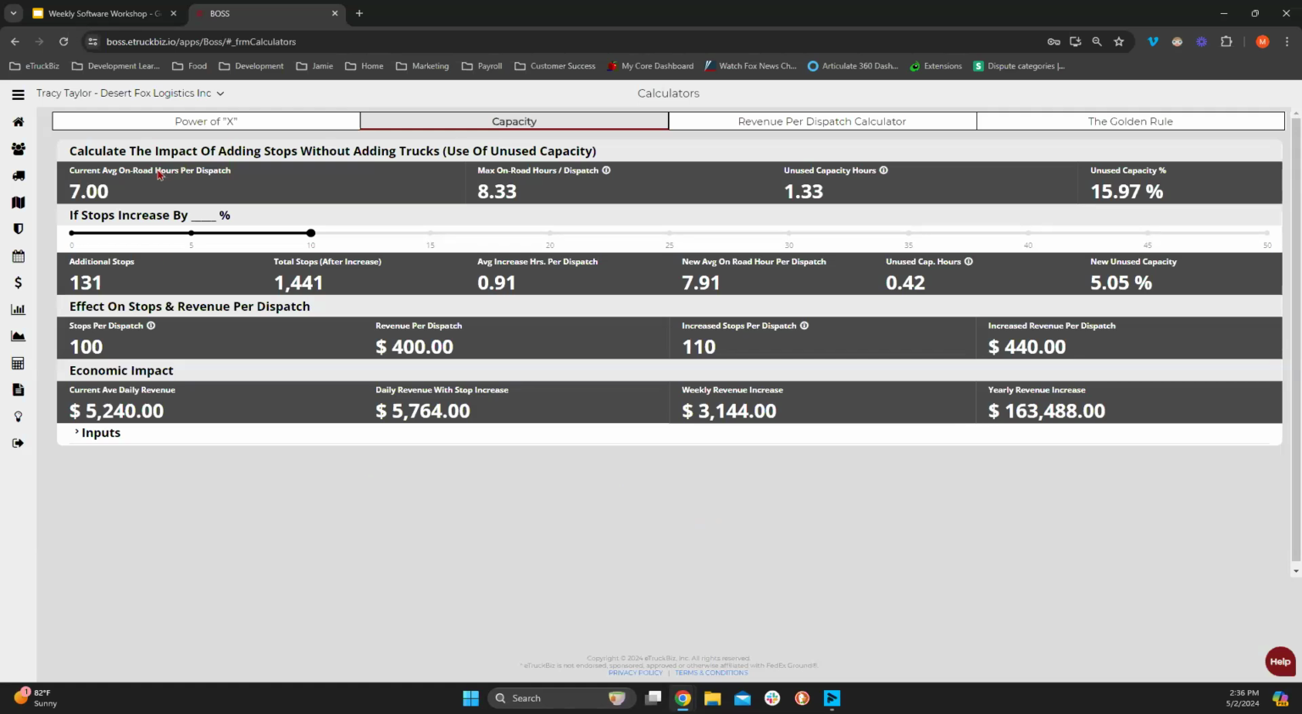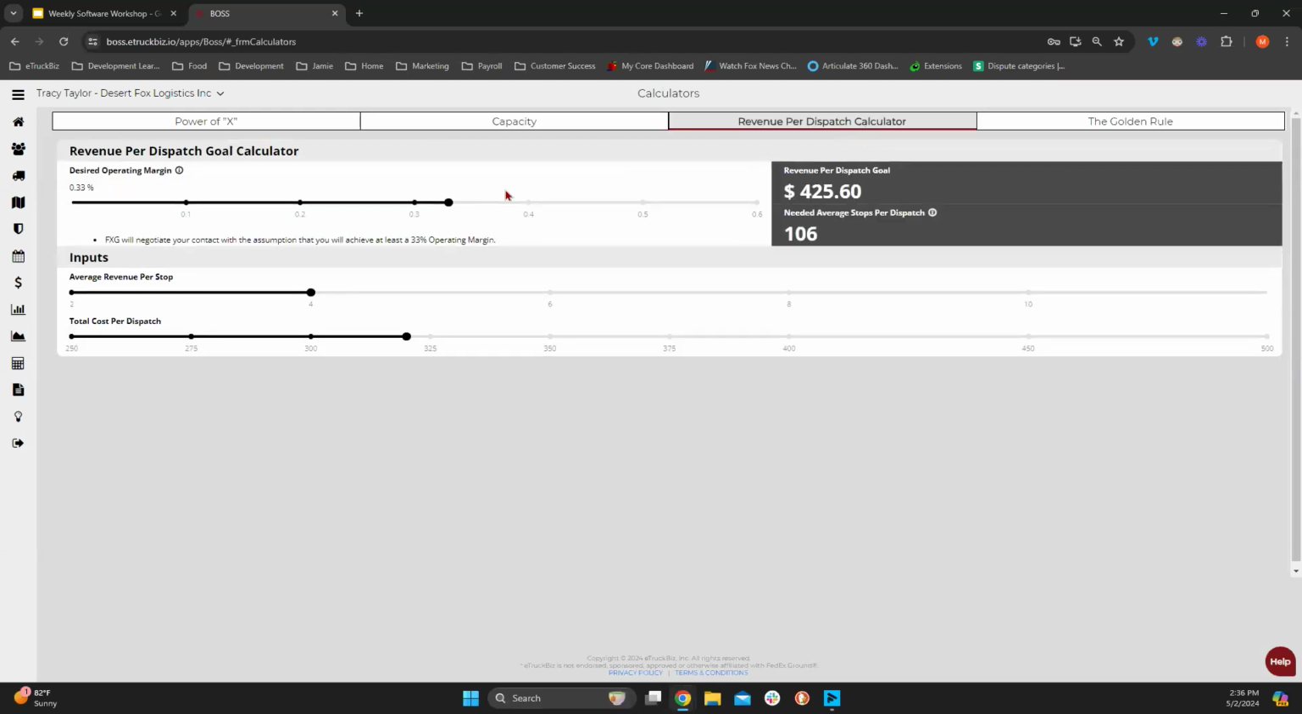Any questions about the capacity calculator, Power of X calculator before we move on to the revenue per dispatch calculator? All right. Like I said, if you've got questions, please interrupt me and ask away.